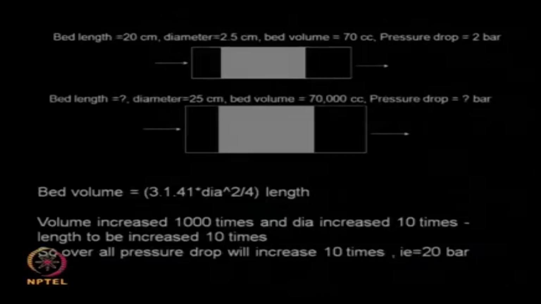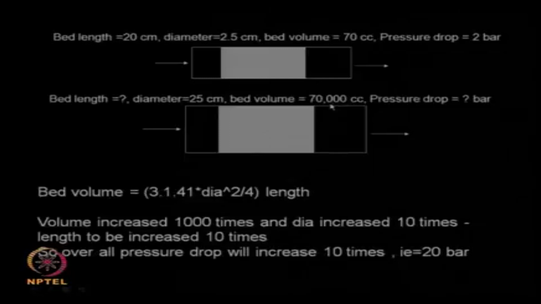Now let us look at a problem. Imagine I have a packed bed, bed length is 20 centimeter, diameter is 2.5 centimeter, bed volume is 70 cc, and it has a pressure drop of 2 bars. That means if this side is atmospheric pressure, I need to introduce my fluid at least at a pressure of 2 bar, so that it can travel and come out on the other side. Now I want to increase my bed volume 1000 times, that means 70,000 cc.